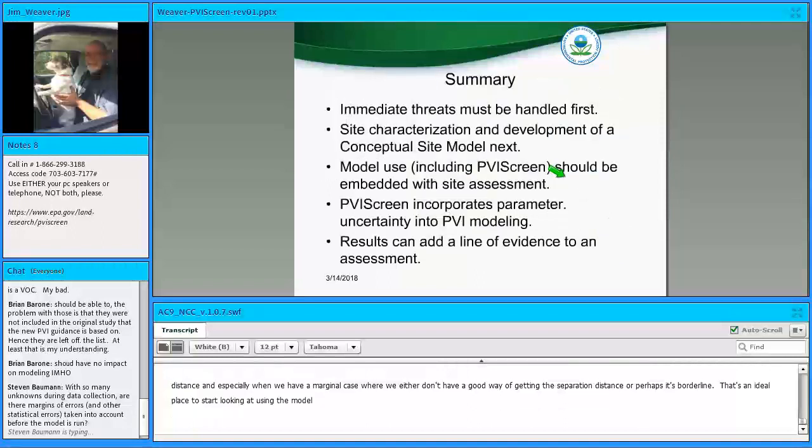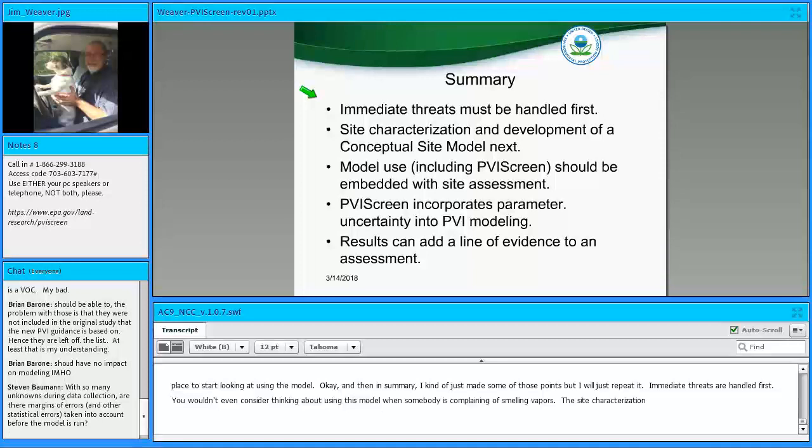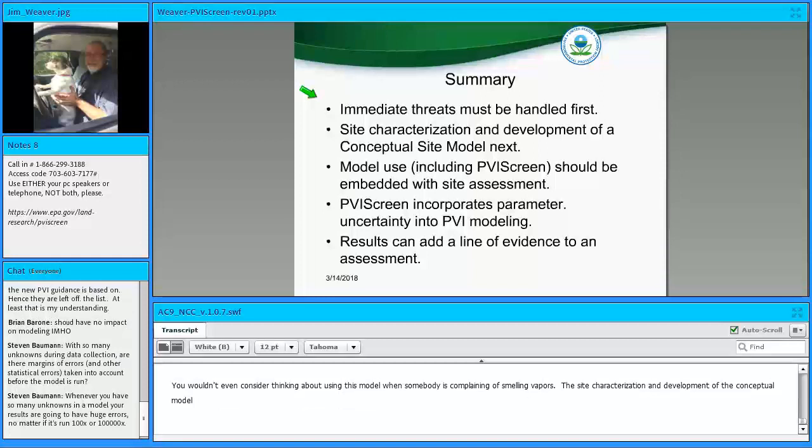Okay, then in summary, I kind of just made some of those points, but I'll just repeat that immediate threats are handled first. You wouldn't even consider thinking about using this model when somebody is complaining of smelling vapors. The site characterization and development of the conceptual model has to come before we start using PVIScreen, and we might choose to integrate use of the model with the site assessment process. And of course, all afternoon we've been talking about the parameter uncertainty and its ability to add a line of evidence to the assessment.